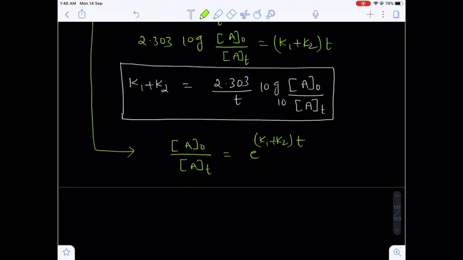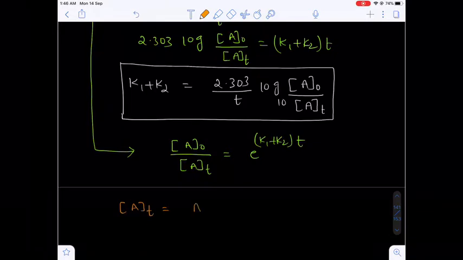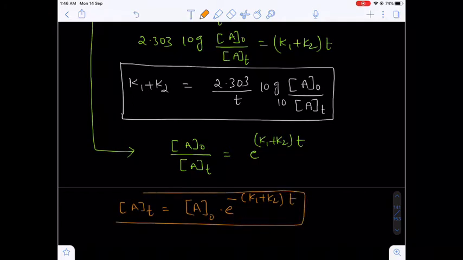From here, I want to find the concentration of a reactant at a time interval t. That is equal to the concentration of reactant initially, A0, into e to the power minus of (K1 plus K2) times the time interval. Are you getting my point? So this is the concentration of reactant left after a time interval t.